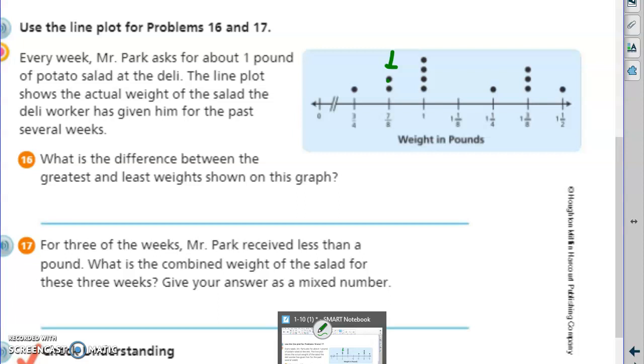Let's just talk about how we would set up these two questions. What's the difference between the greatest and least weights shown on this graph? Okay, I'd like for you to set up the equation down below there. Don't solve it, just find the equation. Well, the biggest number would be 1 1/2 at that end of the number line on the line plot, and the smallest one is 3/4. So there you go. And I know you know how to do that. Your common denominator would be 4. Okay, and if you did it correctly, you would get 3/4.